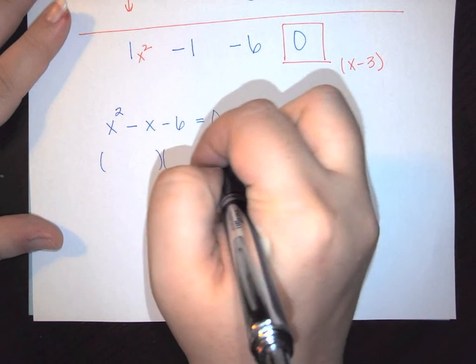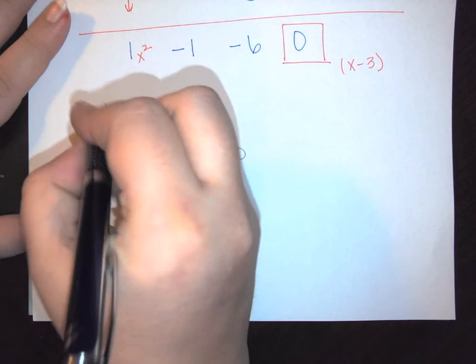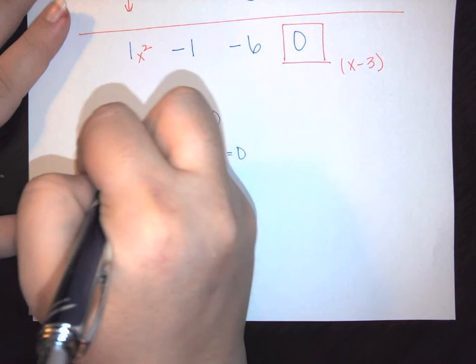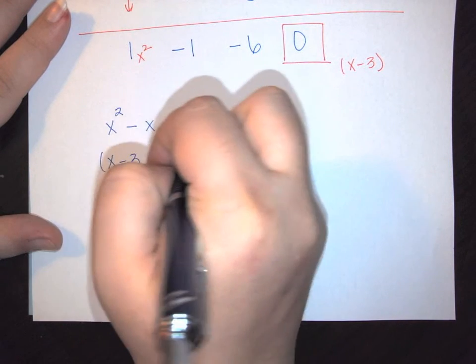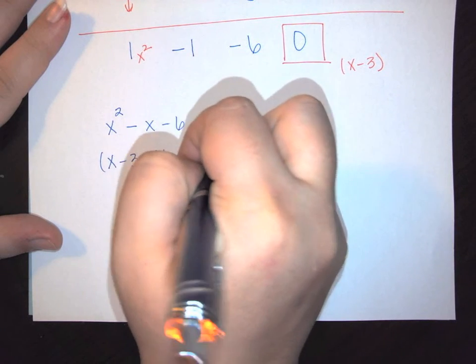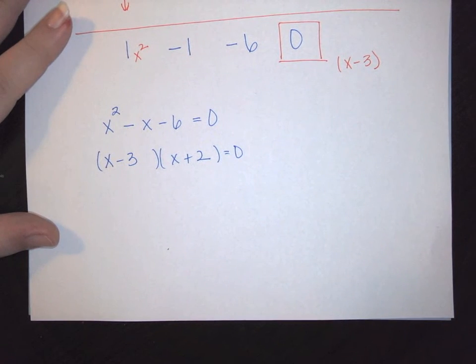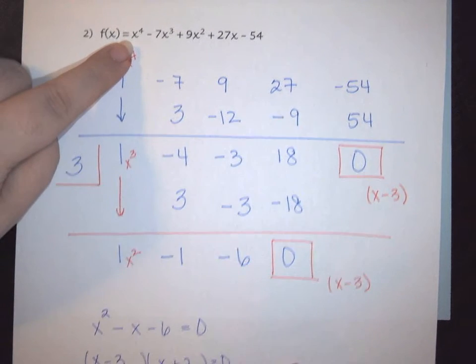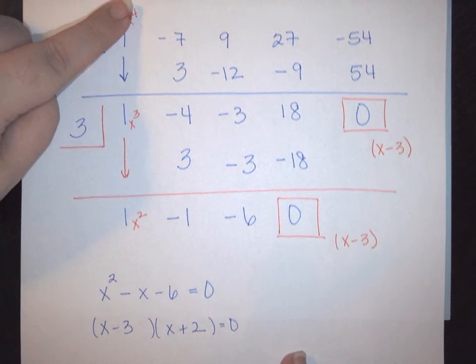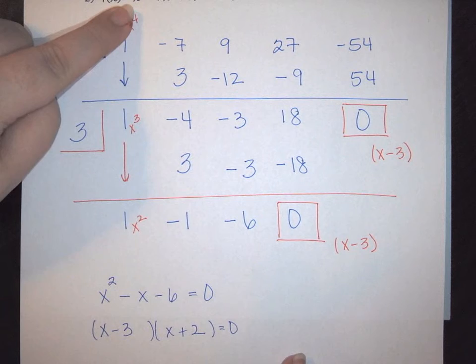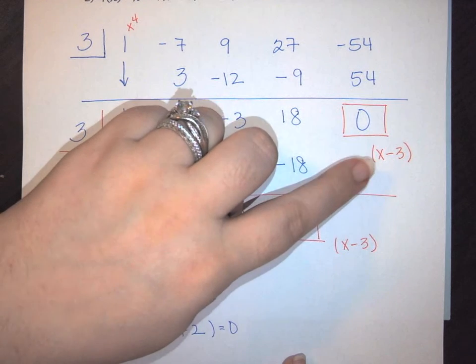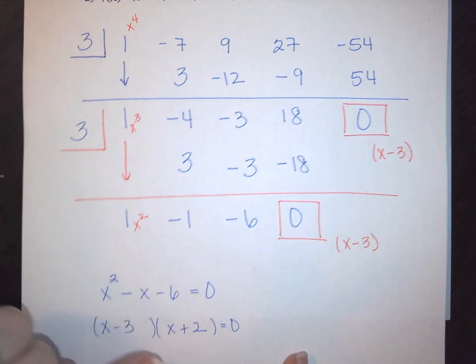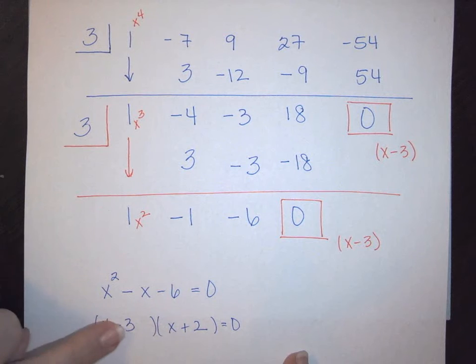So my factors here are x minus 3, x minus 3, x minus 3, x plus 2. Now again, the other way that we could have written this was to say x minus 3, and this is cubed, with an x plus 2. Okay, that's another way you could write it.